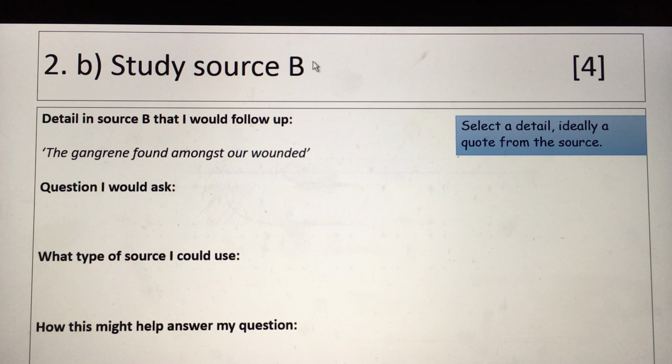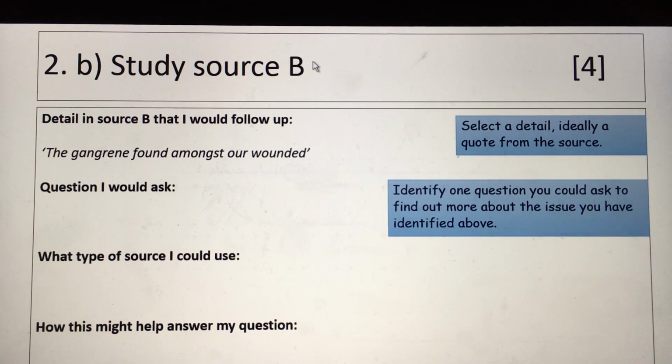The next one is question I would ask. Here, identify one question you could ask to find out more about the issue you have identified above. So, we need to raise a question here about gangrene. Right? I've gone for how common was gangrene. A tip for this bit of this question is to go with a how many or a how common or a how often question. Okay?